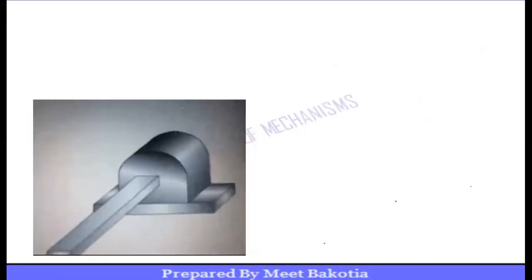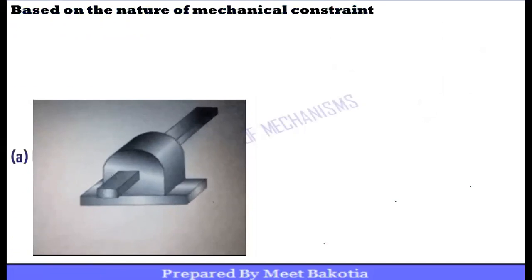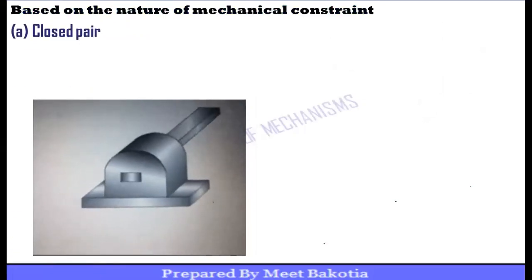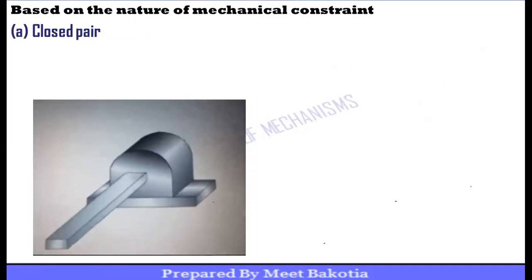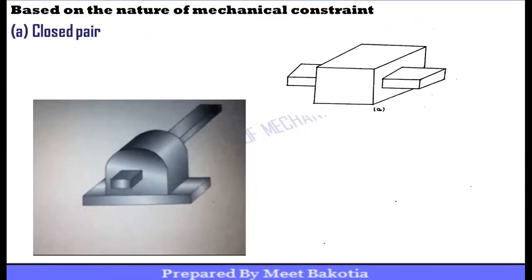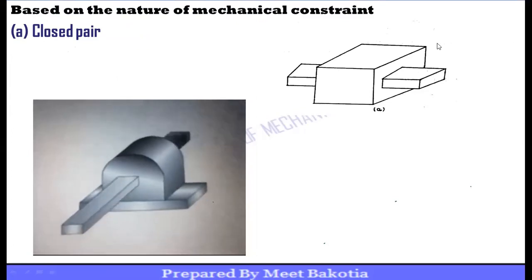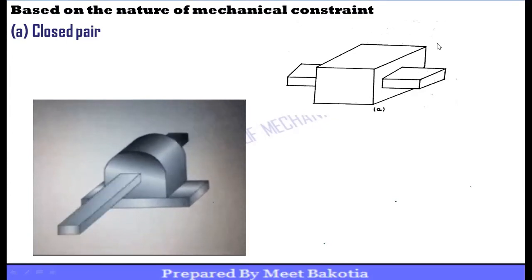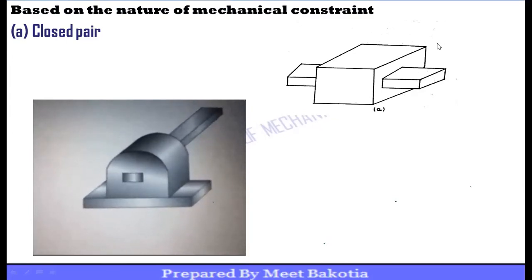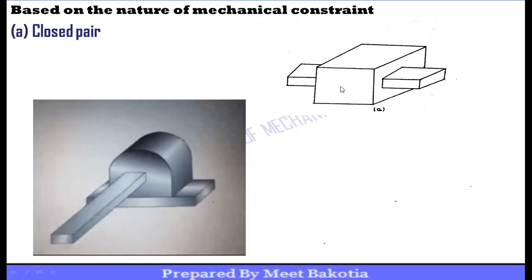Moving ahead, guys, to the classification based on the nature of constraint, mechanical constraint. And the first one is the closed pair. It is also called the self-closed pair, right? So when the pair of links are held together, you can see the two links, held together mechanically in such a way that only the required kind of relative motion occurs. Here the required kind of motion is our sliding motion, right? And that's the only motion which is possible, and that is happening by its own, right?